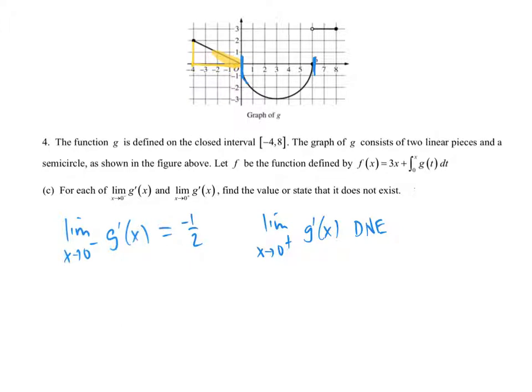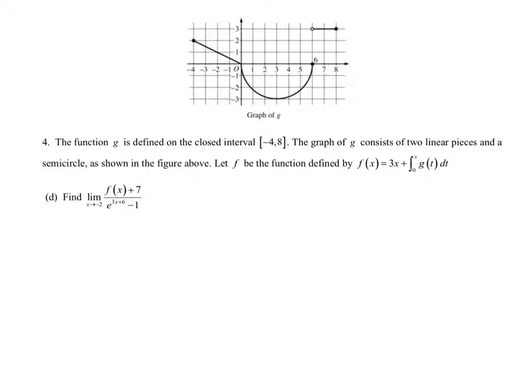If you were going to take the limit as x approaches 6 from the left, then that would also not exist if you're taking the limit of g prime, which is the slope of g. And then finally, part D is the limit as x goes to negative 2 of f of x plus 7 over e to the 3x plus 6 minus 1. And so what I'm thinking off the bat here is that this is more than likely a L'Hopital's rule problem.